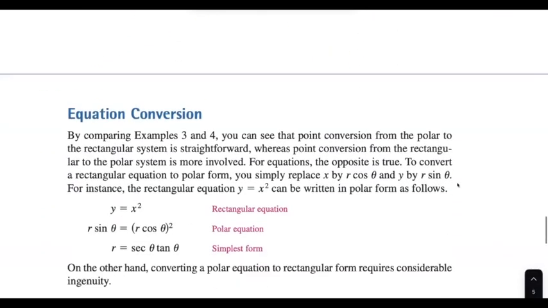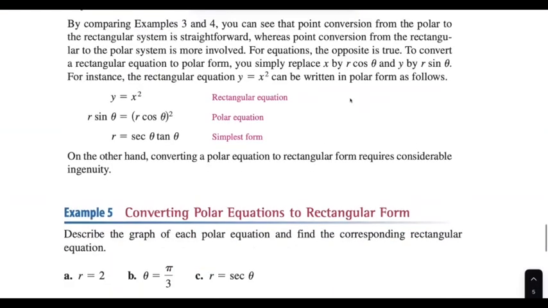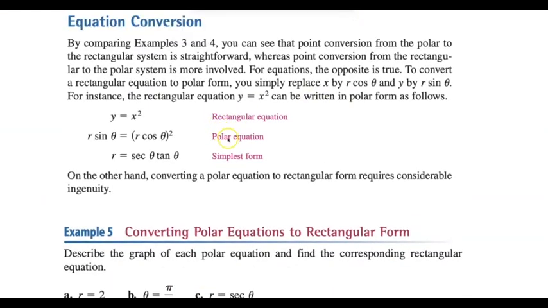How do you convert the equations? Now, one of them is really easy. Going from rectangular to polar, super simple. All you have to do is, wherever there's an x, replace it with r cosine theta. Wherever there's a y, replace it by r sine theta. You can see here's an example. So replace them, and you get this. And then you can just do some trig identities that we all love to get r by itself. So it's super straightforward.